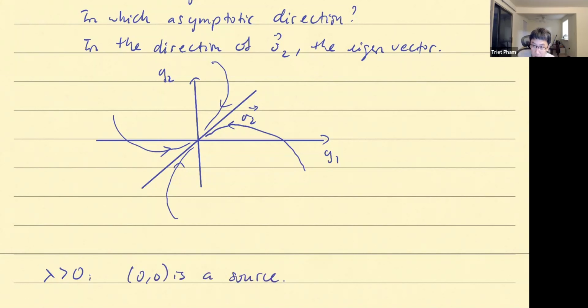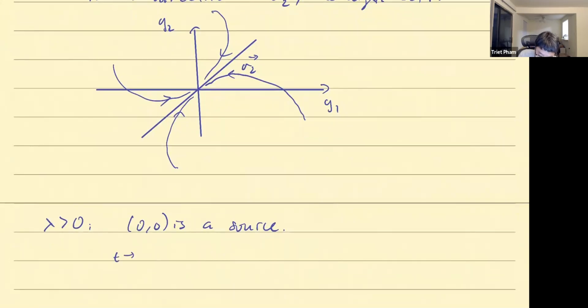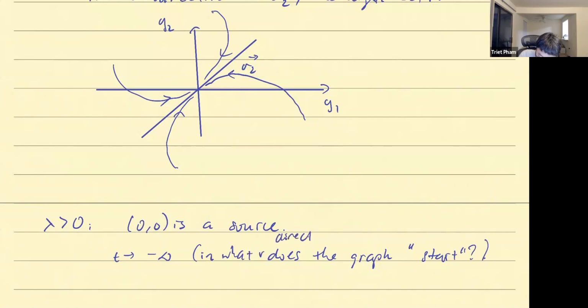And here the asymptotic is where we look at t goes to minus infinity. So we ask the question, where does the graph start? Of course, there's no starting point exactly, because that's minus infinity, but we pretend. By where, I mean in what direction, not where. It starts from 0, but in what direction?